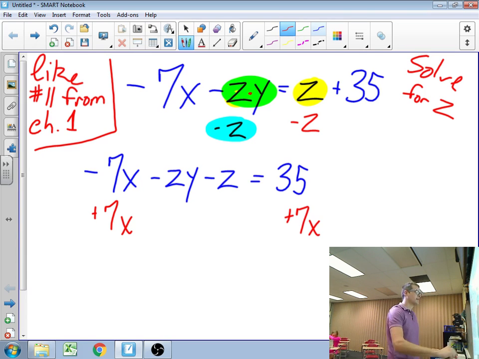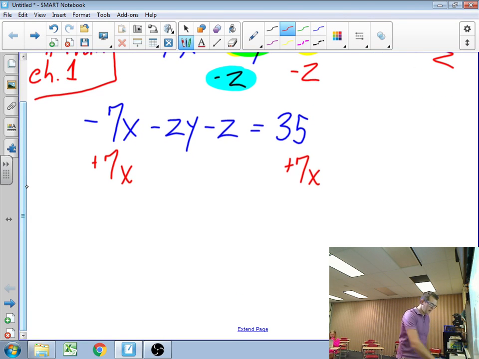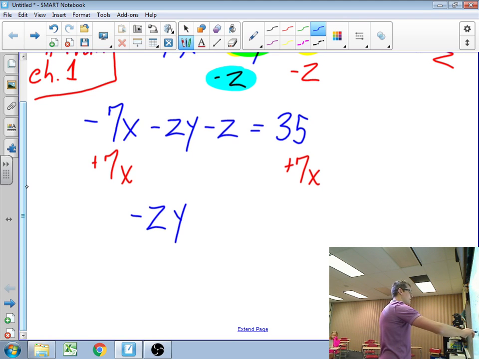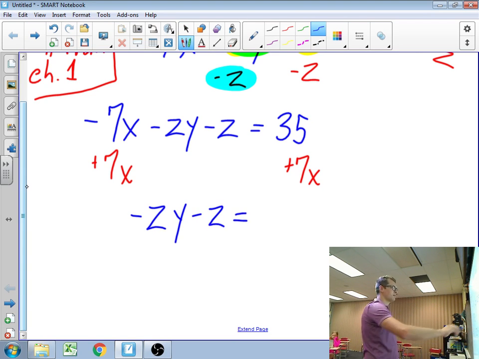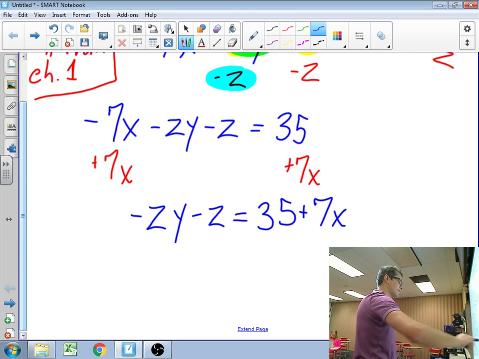Can I combine 7x with 35? No, those aren't like terms either. So I now get on the left side a negative zy minus z. My right side is 35 plus 7x. Now this is the point where everyone gets stuck.